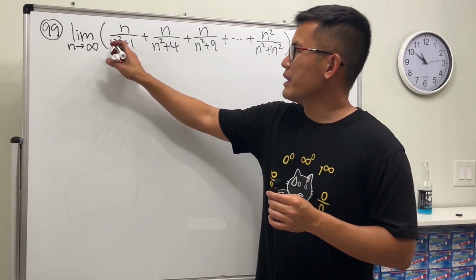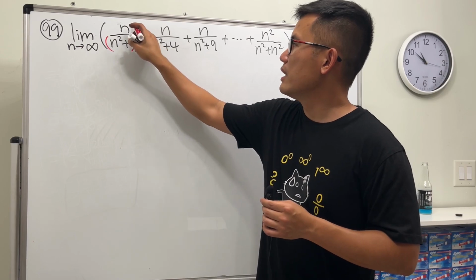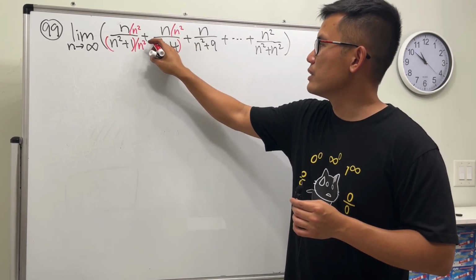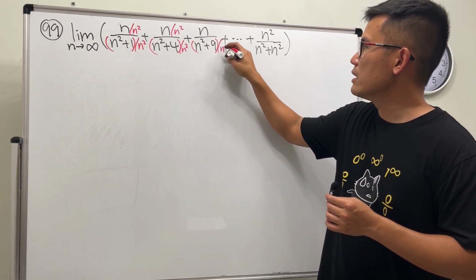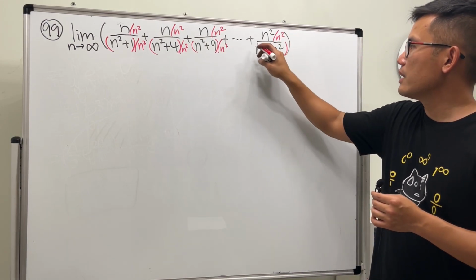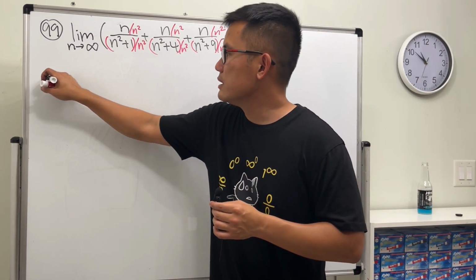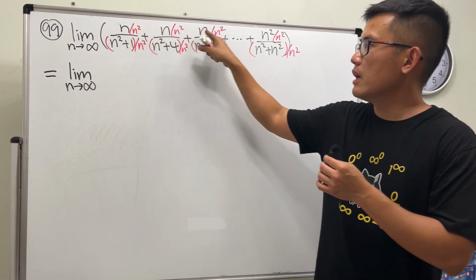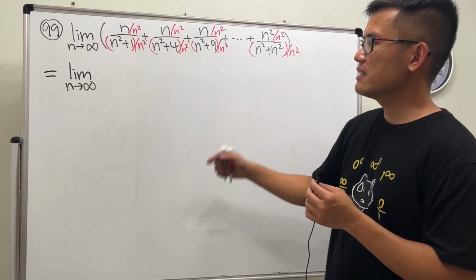Right here, let's divide this by n squared, and of course do the same on the top. Divide this by n squared and do the same right here, and divide this by n squared, and then divide this by n squared, and do the same. What good does this do? Let's see. Check this out. If we have n over n squared on the top, everybody has a 1 over n now. Perfect. Let's factor that out.